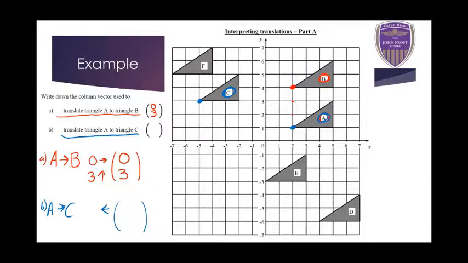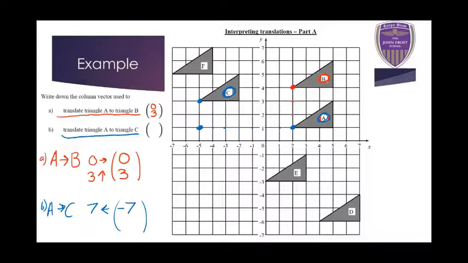How many times do I have to go left? 1, 2, 3, 4, 5, 6, 7. So I've had to go 7 times to the left. Remember, when we go to the left, that's negative. So our top number will be -7.